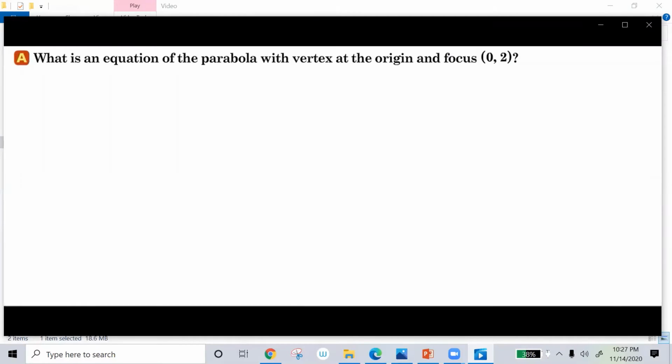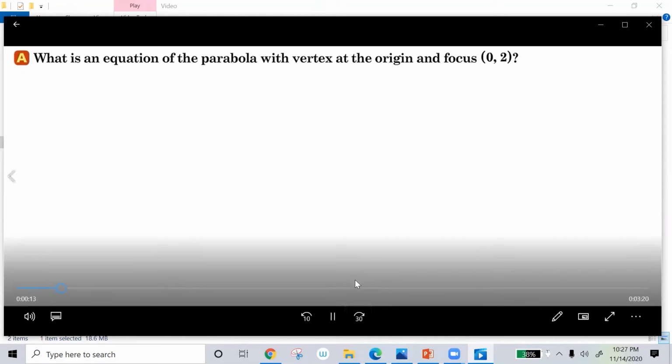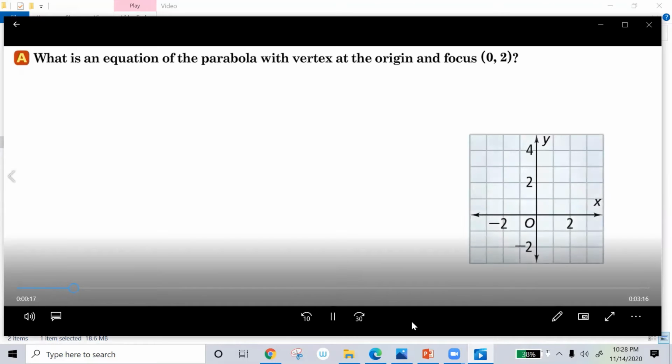In this problem, you will explore parabolas with the equation y equals a times x squared. Part A. What is an equation of the parabola with vertex at the origin and focus 0, 2? Start by graphing the vertex and the focus.